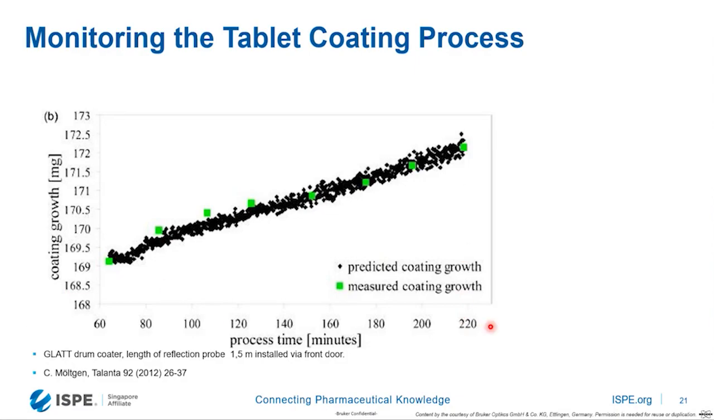On the x-axis is the time that we are using for coating, and on the y-axis is the coating growth, which is the amount of coating measured by NIR, the black dot, and measured by a chemical analysis reference method like HPLC or GC, the green dot. So you can see it is very, very precise. And that's all from my side.